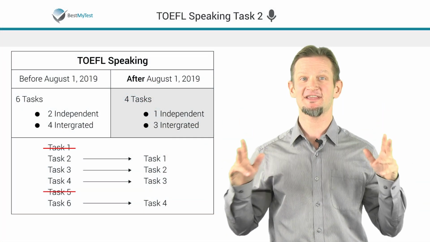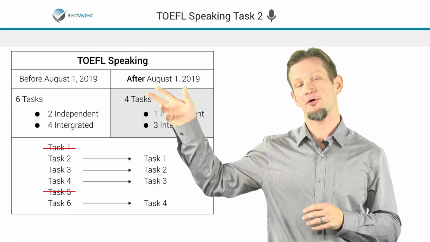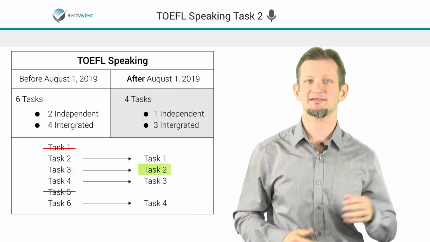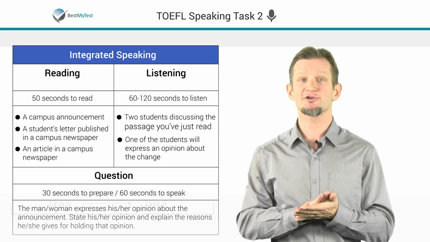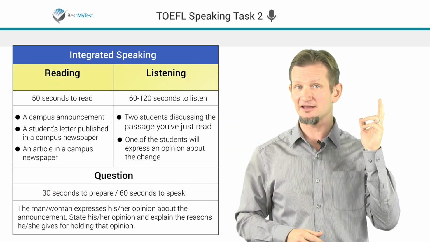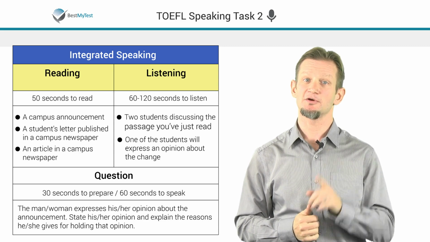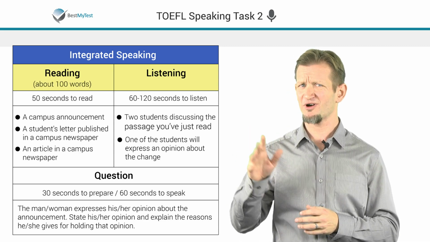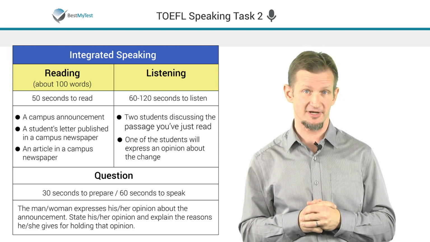All right, Speaking Task 2. On the old TOEFL, this was Speaking Task 3, and now it's Speaking Task 2. This is an integrated style question. That means you're going to read a passage and listen to a conversation. So first up is the reading passage. This is about 100 words and you have 50 seconds to read it.